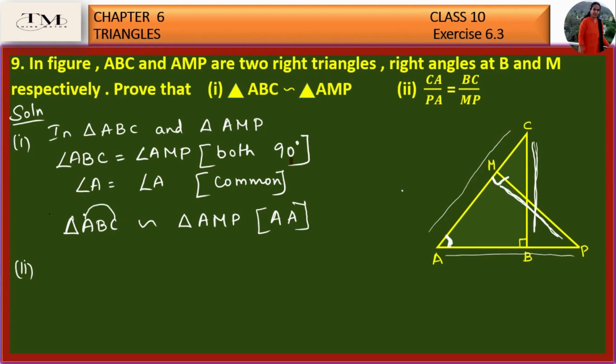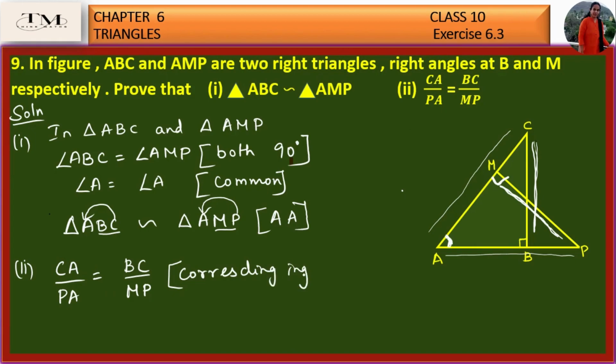So CA, in this triangle it is last and first, so it is PA. CA by PA will be equal to BC, the 2, 3, here also 2, 3, BC by MP. This is what is given in the second part. If these two triangles are similar, we get their corresponding sides proportional. So the reason is if two triangles are similar, then their corresponding sides will be proportional. So we got that ratio. Children, it is so easy.